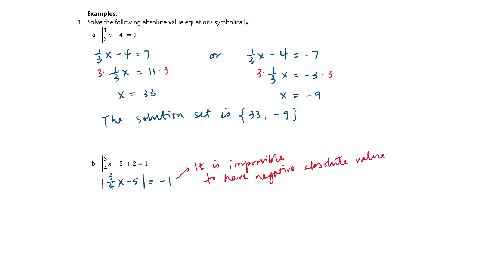And therefore, we would say there's no solution, or the solution set is the empty set. And that's how we would go ahead and solve this type of absolute value equation.